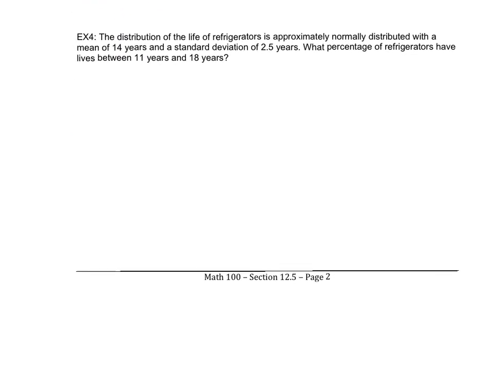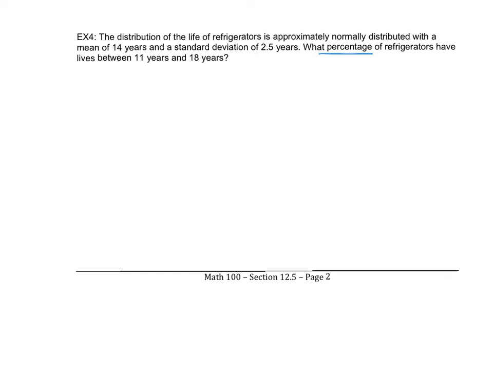So our last example is the distribution of the life of refrigerators is approximately normal. We have a mean of 14 years, standard deviation of 2.5 years. What percentage of refrigerators have lives between 11 years and 18 years? So again, we're looking for a percentage. That tells me I'm going to look at the z-score percentiles table. Again, I have data items here. I have the 11 years and the 18 years. Those are data items. I have a mean of 14 years and a standard deviation of 2.5 years. I don't have my z-score.